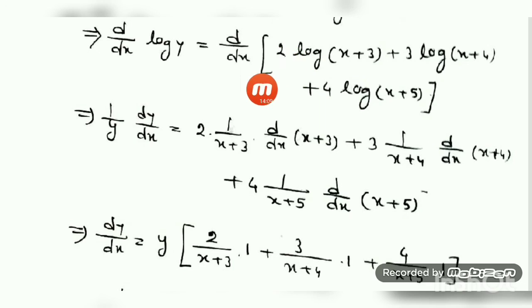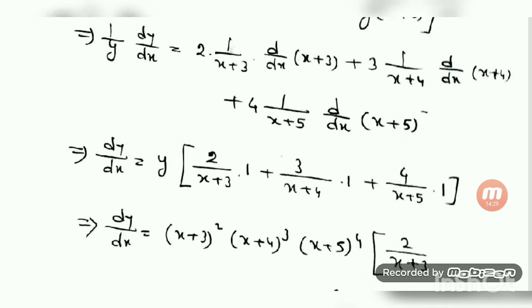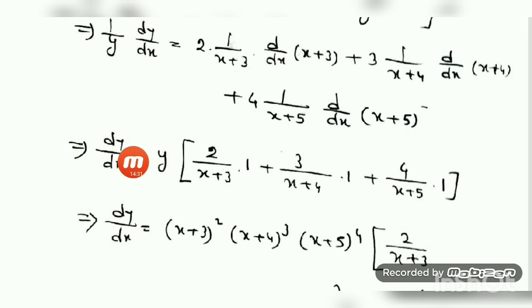d/dx of this one will give you 2, a constant, it will come out. d/dx of log x plus 3 is 1 by x plus 3 into d/dx of x plus 3. 3 is a constant, it comes out, d/dx of log x plus 4 is 1 by x plus 4 into d/dx of x plus 4. Similarly, here also the constant will come out, d/dx of log x plus 5 is 1 by x plus 5 into d/dx of x plus 5. Then you write down what is your y, dy/dx is y, just bring it to the right side. This is 2 by x plus 3 into d/dx of this expression, which is 1. 3 by x plus 4, d/dx of this expression is d/dx of x plus d/dx of 4, that is 1 plus 0, that is 1. And here it is the constant by x plus 5 into 1.